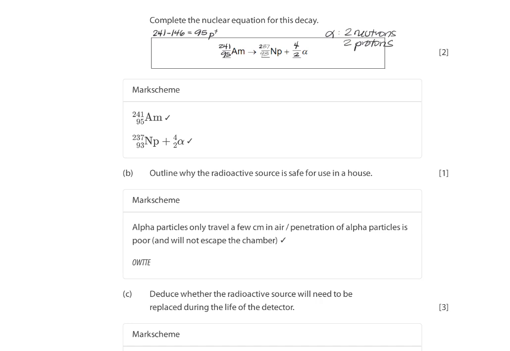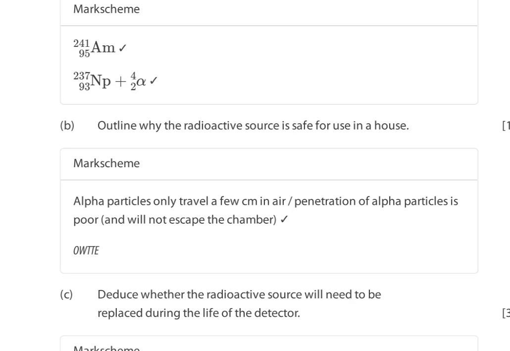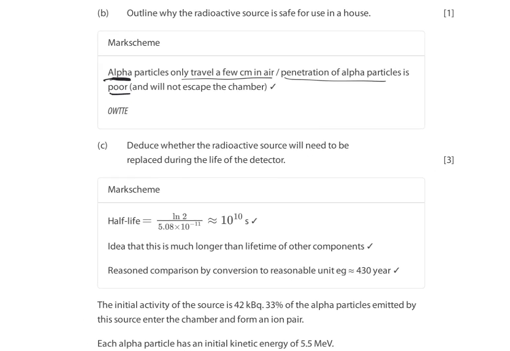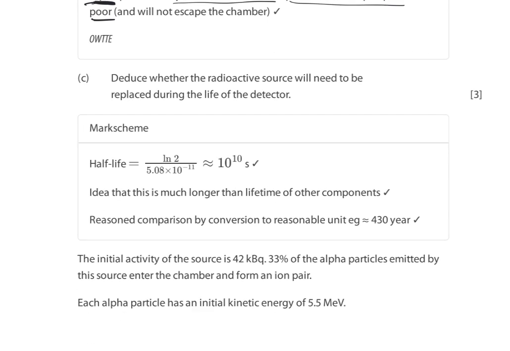Okay. Then B, why is the radioactive source safe for use in a house? That's a good point, because they are alpha particles, and alpha particles only travel a few centimeters in air, and the penetration is poor. You can block an alpha particle with a sheet of paper. So, yeah, of the bunch, alpha, beta, and gamma, alpha is the weakest.